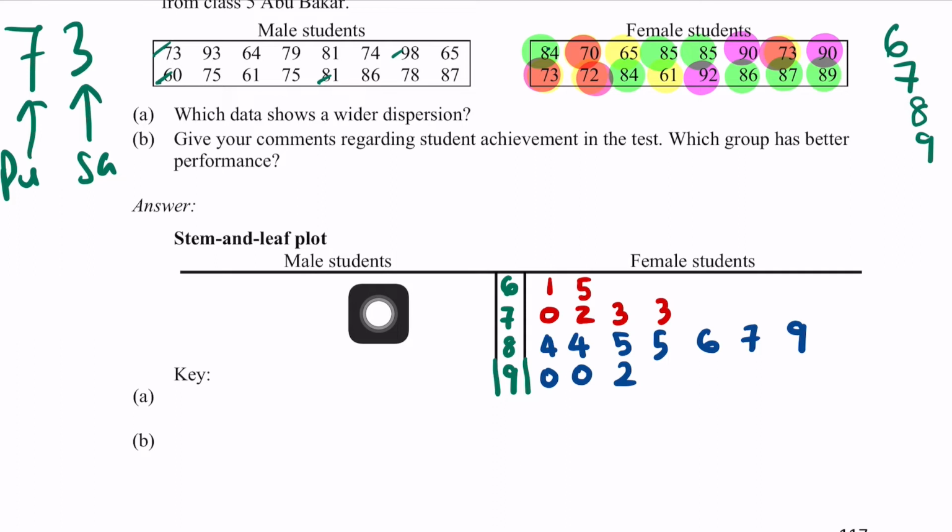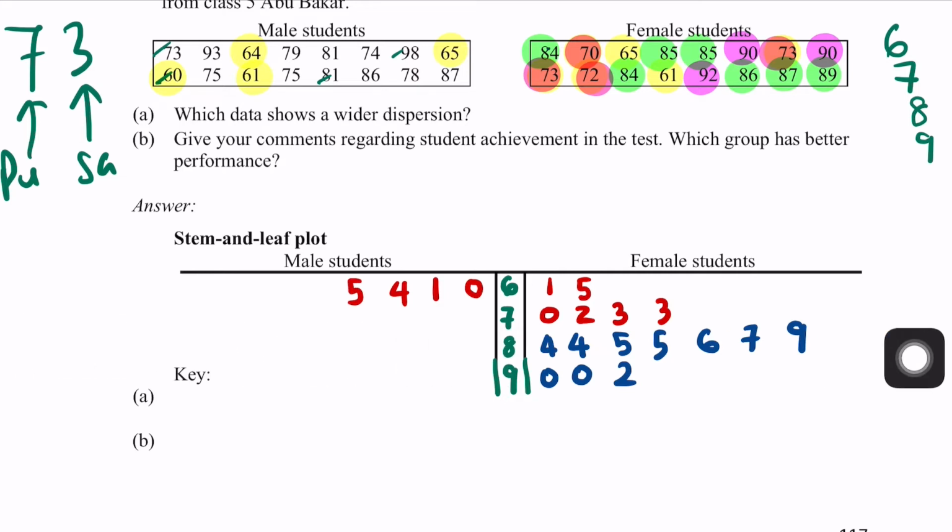Okay, next for male student pula. Okay, so kita tengok sama-sama bagi 60. 1, 2, 3, 4. So ada 4 kan. So kita mulakan dari kecil, dari kanan ke kiri, from right to left. So we have 60, 61, 64, 65.